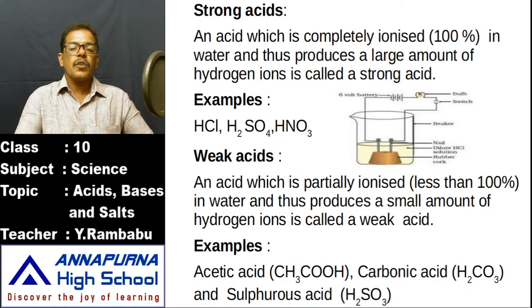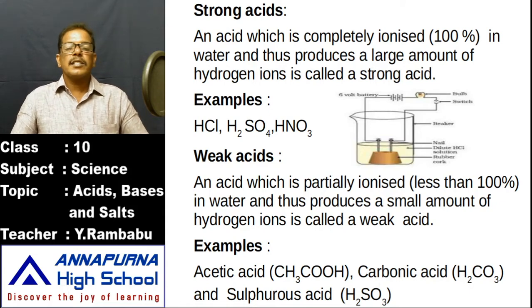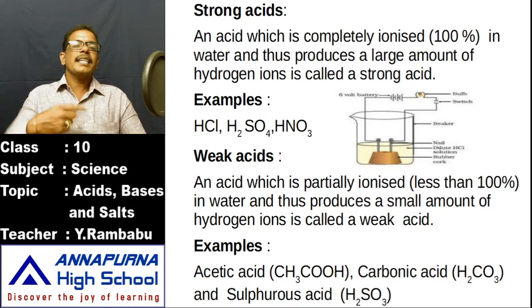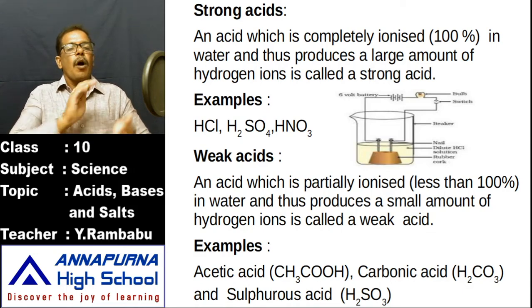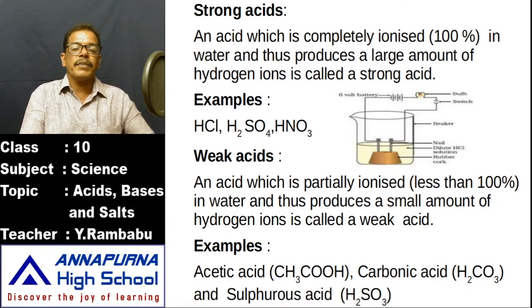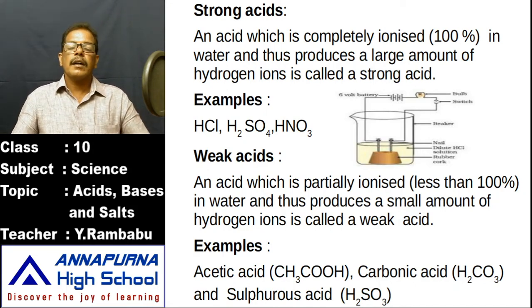For example, acetic acid splits into CH3COO minus and H plus ions. But all are not ionized. That means between ionized and unionized molecules, equilibrium is attained in the case of weak acids. But in the case of strong acids, there is no equilibrium. However many molecules are present in the solution, all of them are ionized. But in weak acids, between ionized and unionized molecules, equilibrium is attained. Some remain as unionized molecules. That's why it is a weak electrolyte.